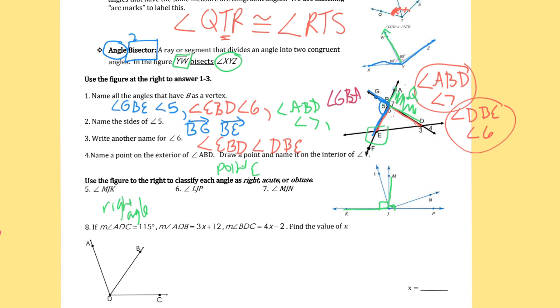Okay, so new picture. How about angle LJP? So L to J to P. Well, it's bigger than 90 degrees because this is 90 right here. So it's going to be obtuse.